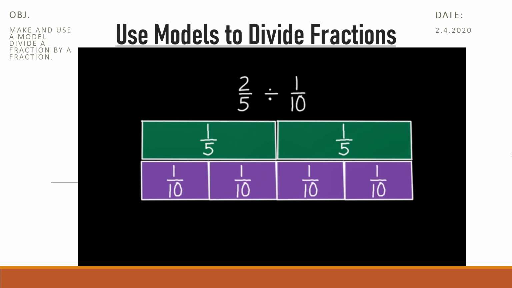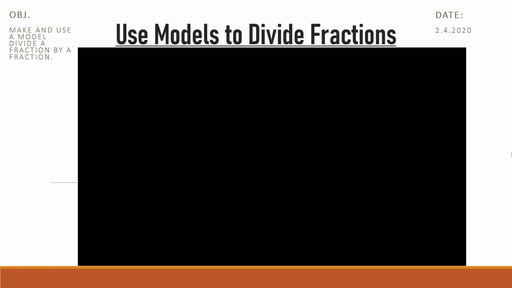Count how many tenths are as long as 2/5. We can see that 4/10 are as long as 2/5. So 2/5 divided by 1/10 equals 4. Let's look at another example.